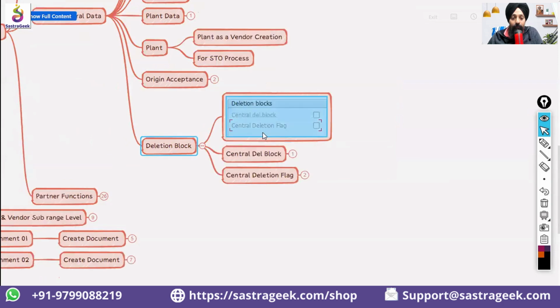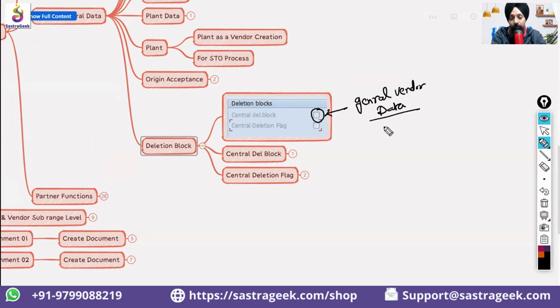Then we have a deletion block. We have two indicators here, central deletion block and central deletion flag. They are two different things. If you take this indicator, it mentions that your general vendor data is not going to be deleted. If you take this, your central data, you will not be able to get it deleted.